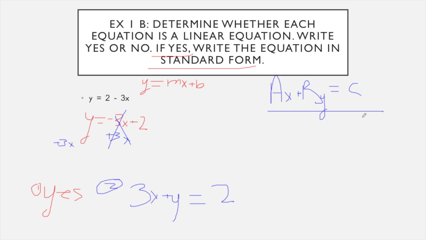Is this in standard form? Absolutely. We have a, some number 3, times x, plus just y, equals some number c. So this is what we need to have, x's and y's on the same side, equaling some number. That is standard form for 1b.